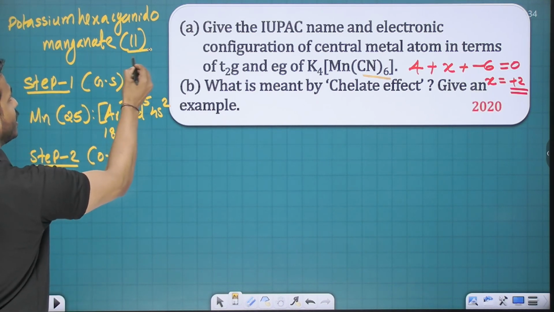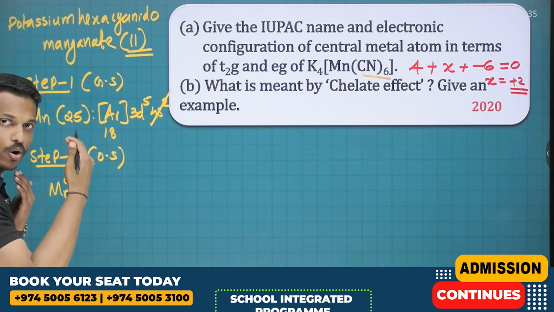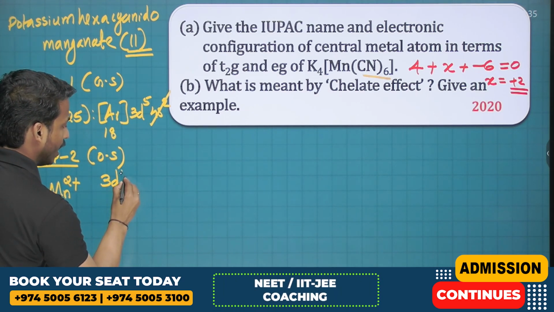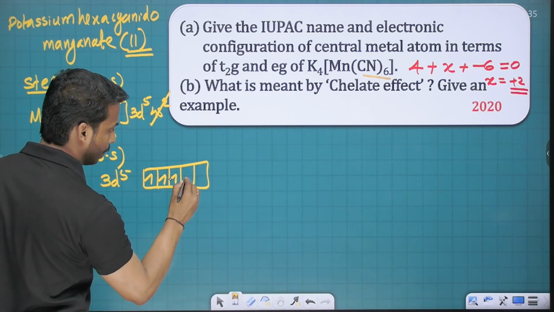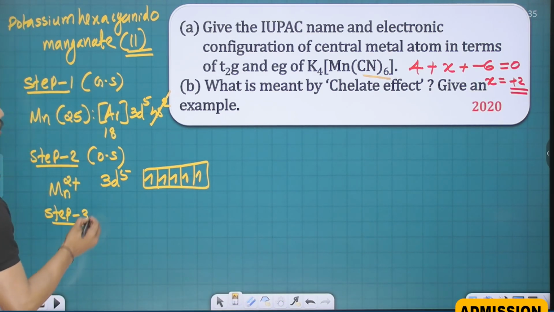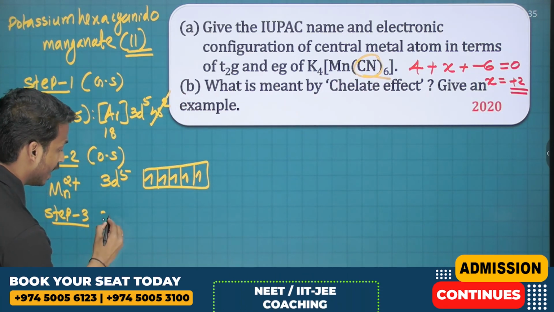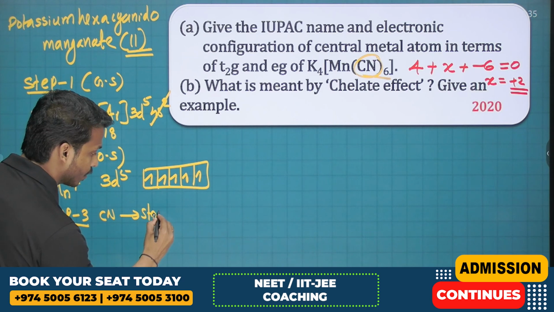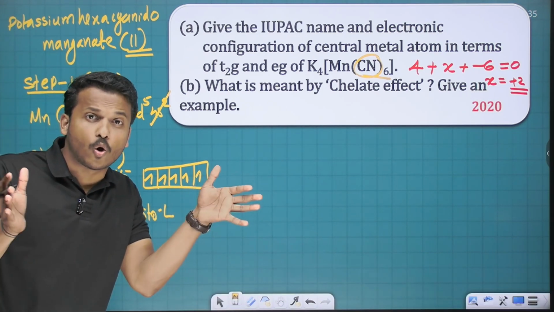Ground state, oxidation state. Here we can see manganese is in 2+ state. So what do you mean by Mn2+? The last 2 electrons are gone. So what is remaining? 3d5. 3d5 means how can we write it? These 5 electrons are there. But in step 3 we have to identify the ligand. The ligand is cyanide, right? Cyanide is a very strong ligand. So what happened? Electrons undergo pairing.